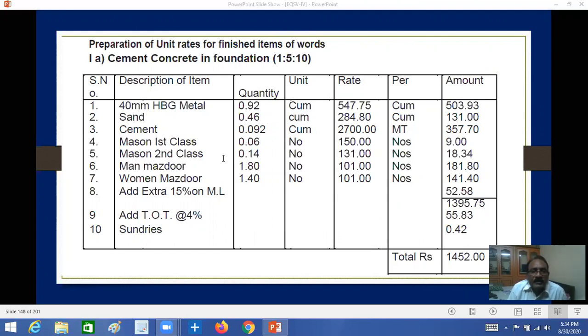Next, how many masons are required? Say for 1 cubic meter, generally 0.06. Just like if you go to a mechanical workshop for cars, you will have this type of labor. So for 1 cubic meter, 0.06 number is required, and you have to calculate like this. And the rate here is now 150 rupees. This is the old amount. Now for the first-class mason, the local rate is 1000 rupees. You have to change this one.